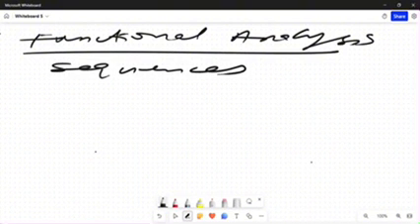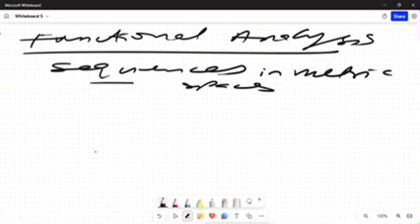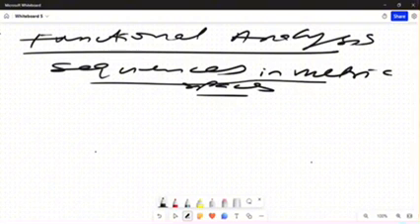So we go straight to the topic for today: sequences in metric spaces. Of course, it's not strange. The concept of a sequence is well known to us. We studied sequences in real analysis, that's sequences in R.